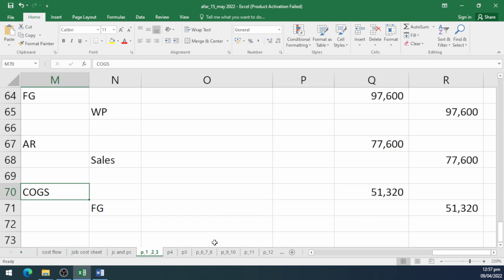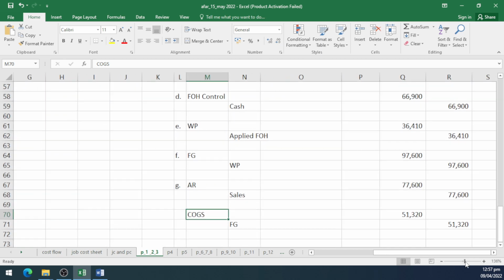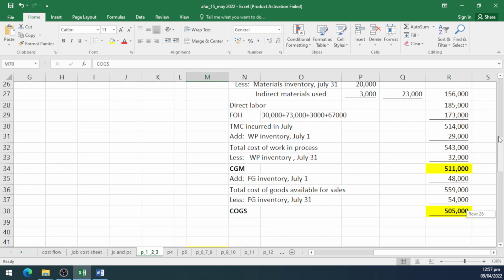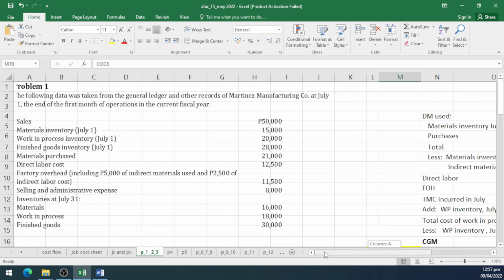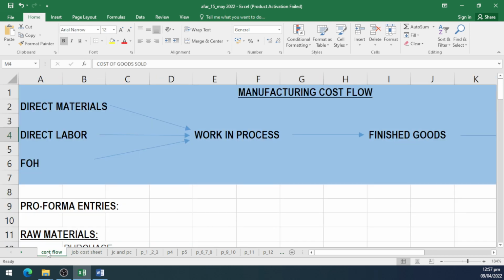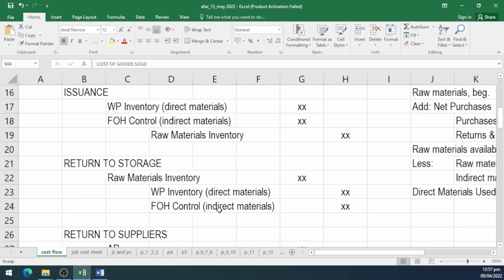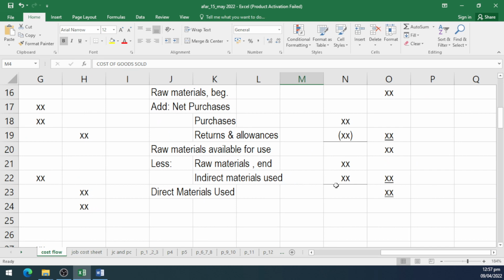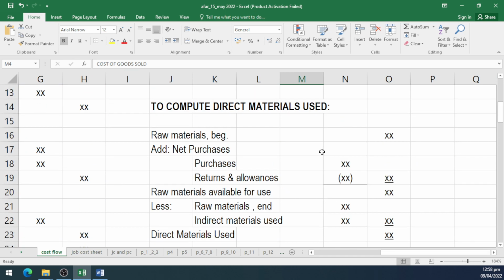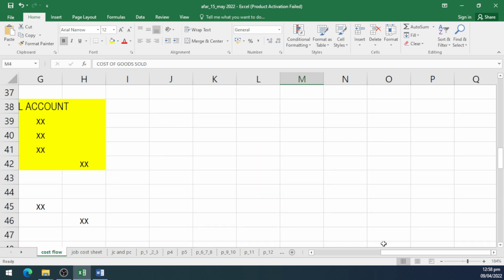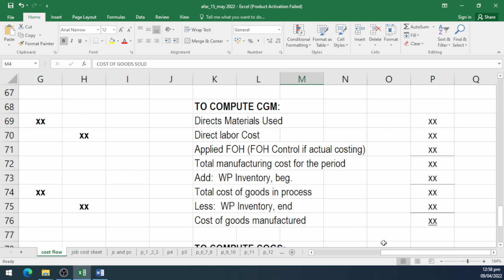Okay, so I hope that is clear, ladies and gentlemen. Now, we go to computation ng cost of goods manufactured. Ito po yung pro forma na computation. Well, hindi naman mahirap yan eh. Sa totoo lang, ano? Ito po.